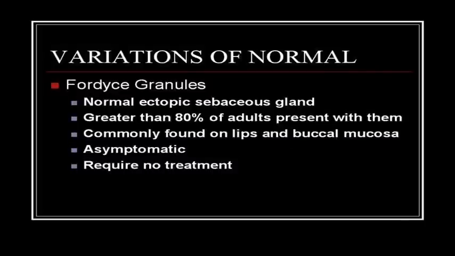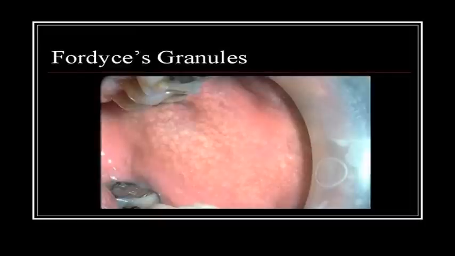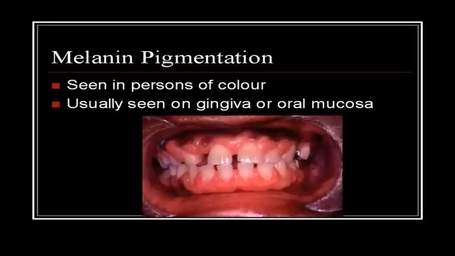Fordyce granules are normal ectopic sebaceous glands. They present in 80% of adults and are seen in the superficial tissue, commonly found on the lips and buccal mucosa. They're asymptomatic and require no treatment. Melanin pigmentation is seen in persons of color. It's usually found on the gingiva or oral mucosa and requires no treatment.